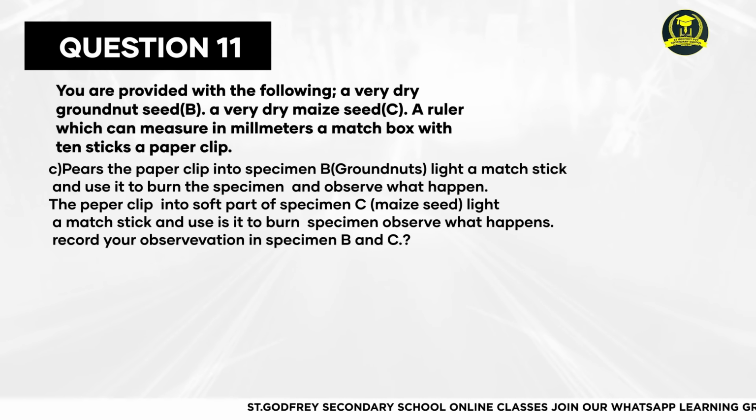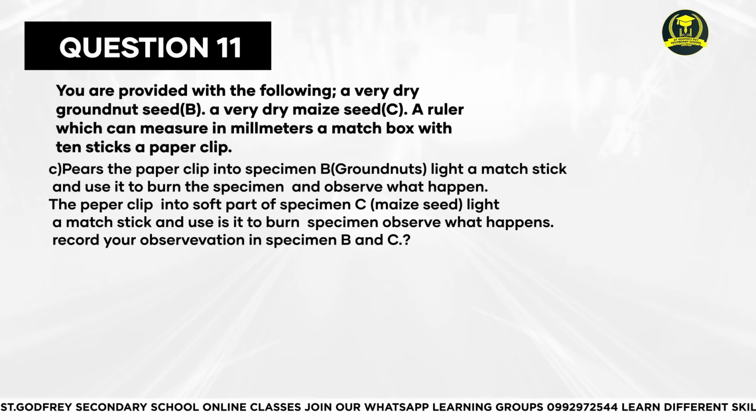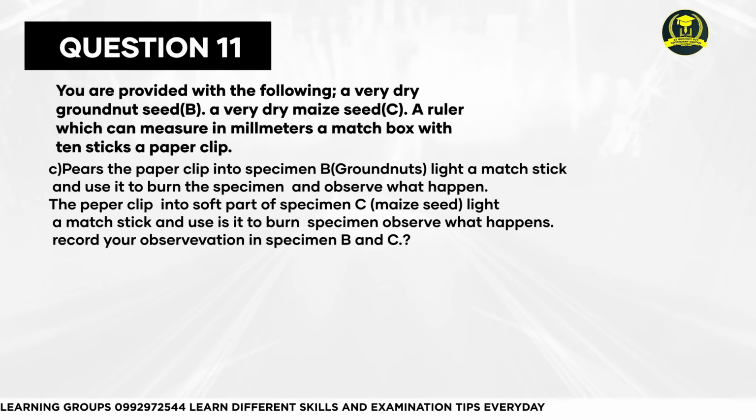Question C. Pierce the paper clip into specimen B, which is groundnut. Light a matchstick and use it to burn the specimen and observe what happens. Pierce the paper clip into the soft part of specimen C, which is a maize seed. Light a matchstick and use it to burn the specimen. Observe what happens. Record your observations for specimen B and C.